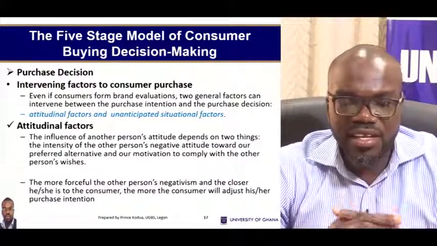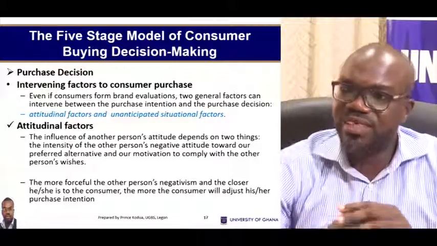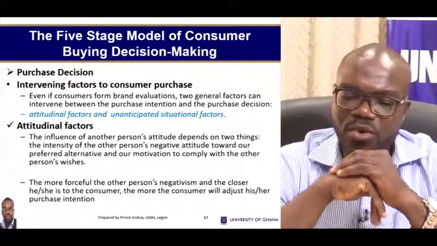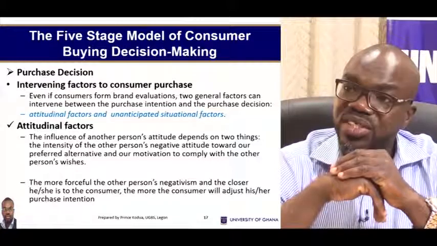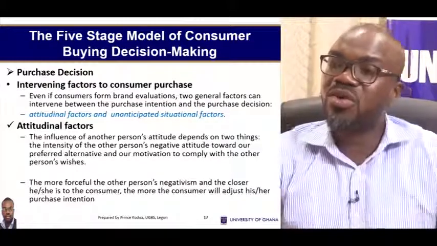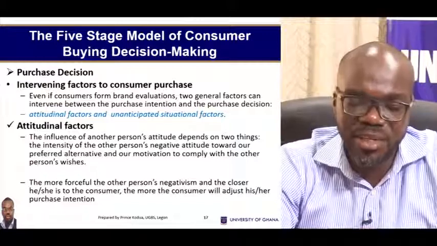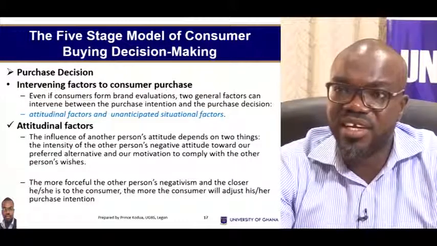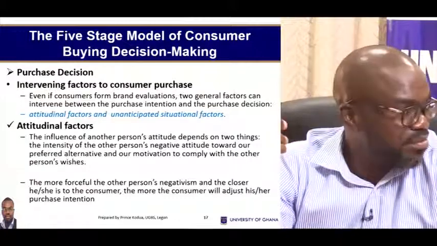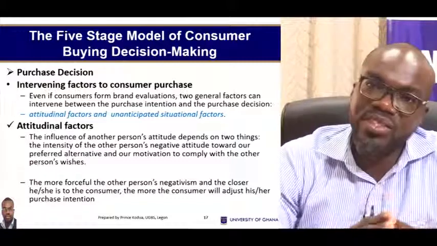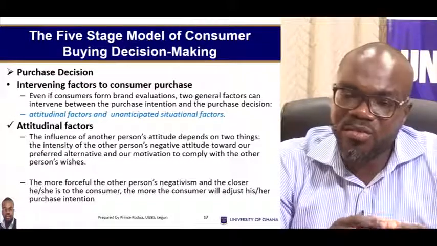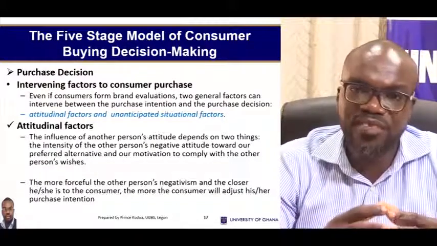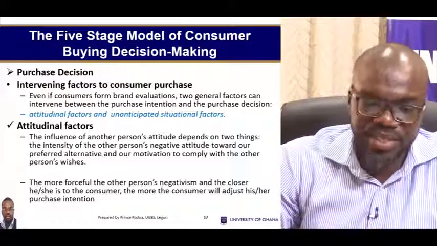So we are saying again that the more forceful the other person's negativism and the closer he or she is to the consumer, the more the consumer will adjust his or her purchase intention. Now that depends on the locus or the importance that the third party has in terms of influencing the decision that is finally made, notwithstanding the earlier evaluation made. And all these, we can think of some marketing implications. Think about it. How useful is this information in terms of devising strategy for marketplace success?